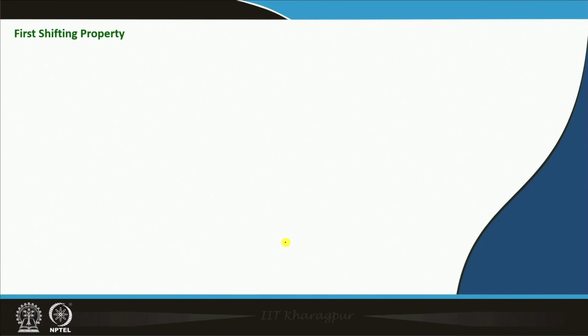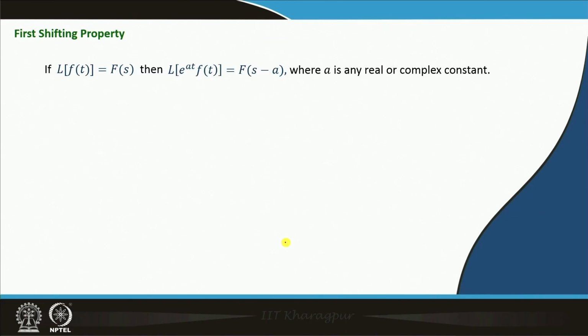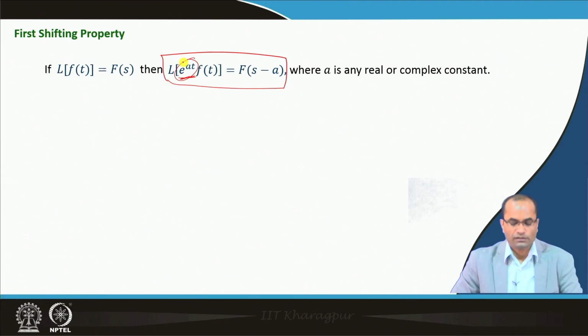So, coming to the first shifting property. If the Laplace of f t is F s, then this property says that the Laplace of e power a t f t will be F s minus a. So, if we multiply f t by e power a t, then there will be a shift in the Laplace transform. s will be replaced by s minus a. Naturally, once we have this property, it will be much easier to find the Laplace transform where we see the multiplication of some exponential function.